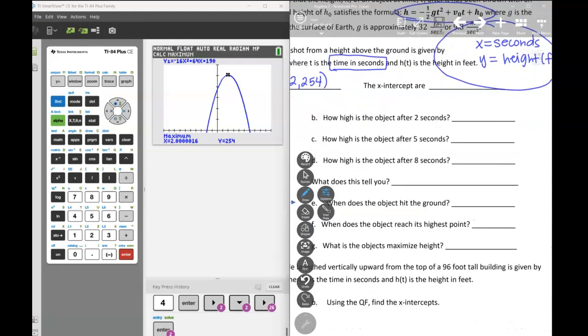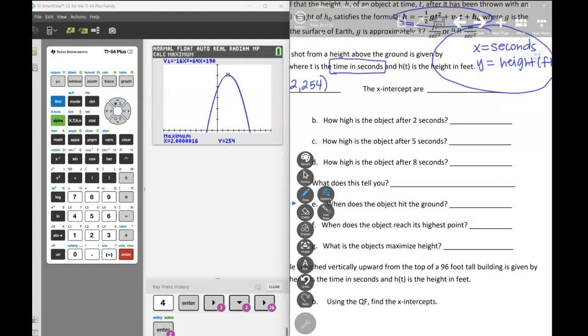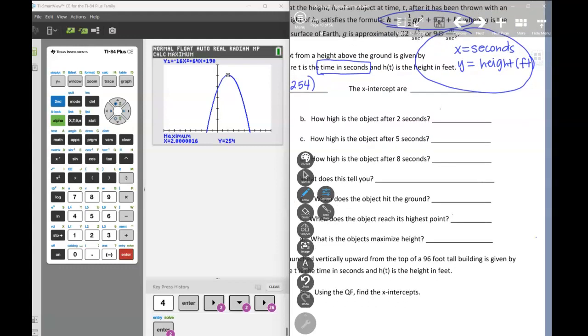So I can already answer B. B says, how high is the object after 2 seconds? How high? 254 feet. And that's the maximum height.